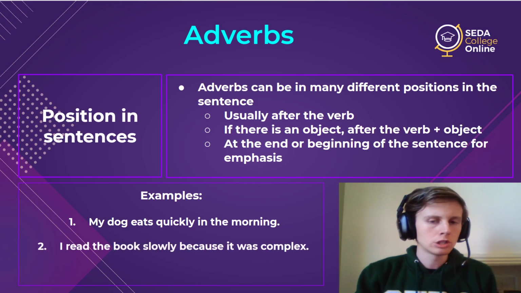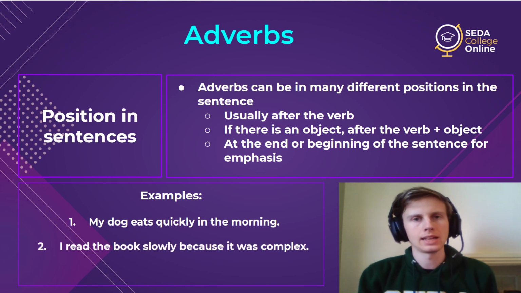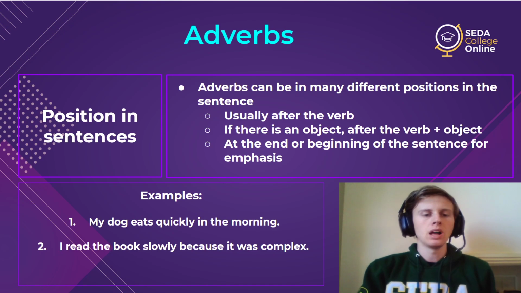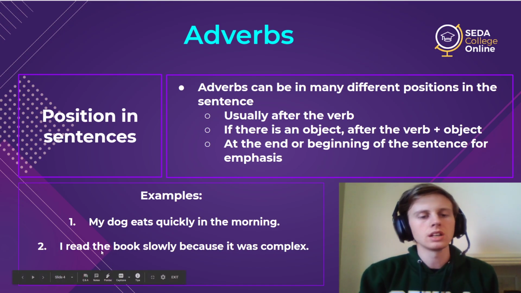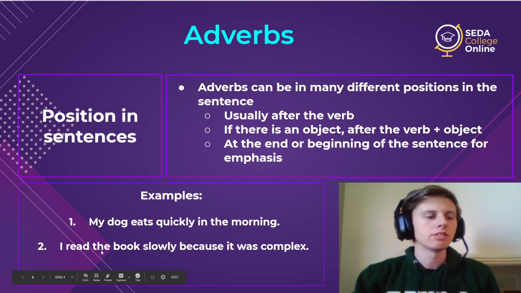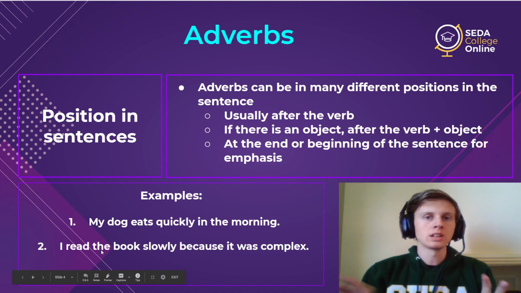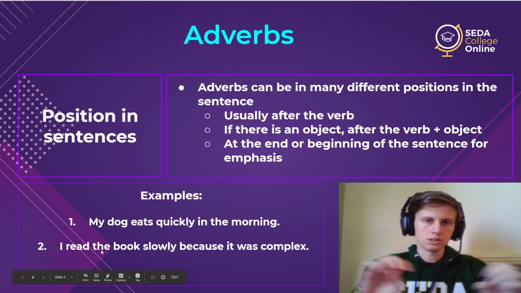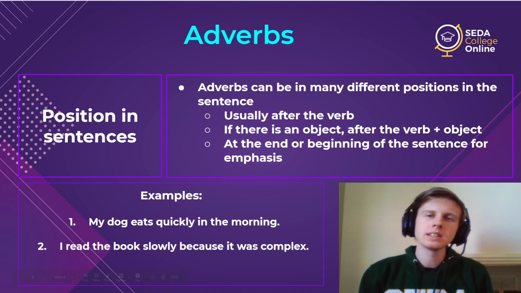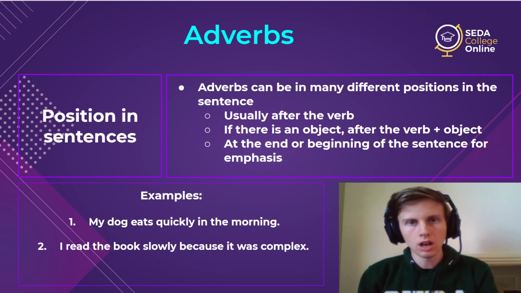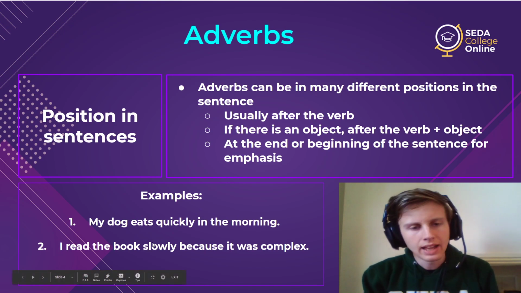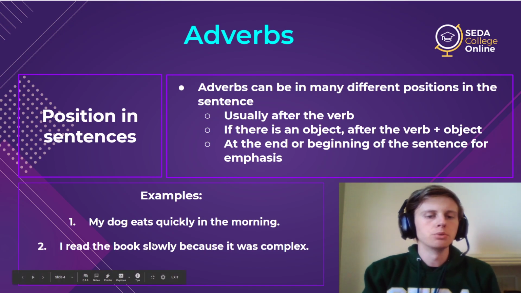But let's say we have an object. I read the book slowly because it was complex. So in this example, I read what? I read the book. And so the book here is the object. And therefore, it must not be separated. We cannot remove it from the verb, because English sentence structure is always subject, verb, object. So therefore, we put the adverb here. I read the book slowly.